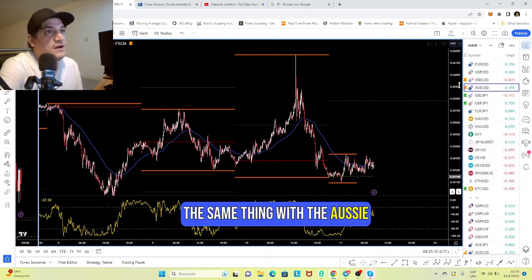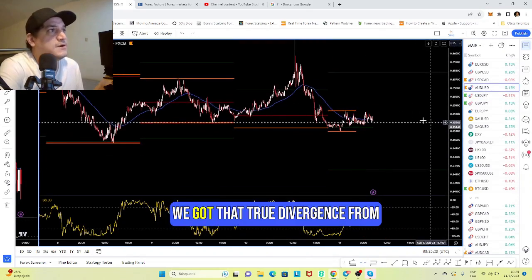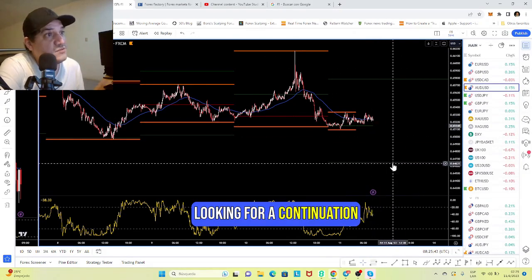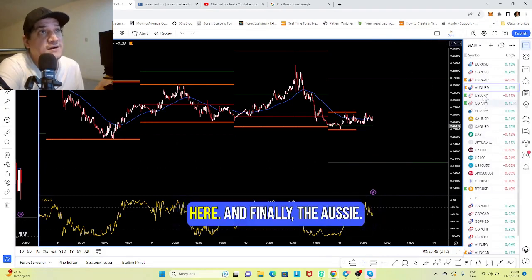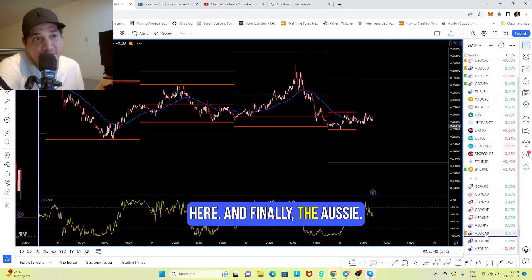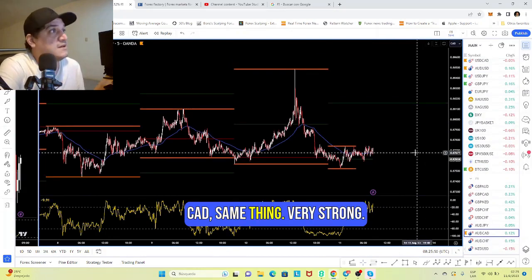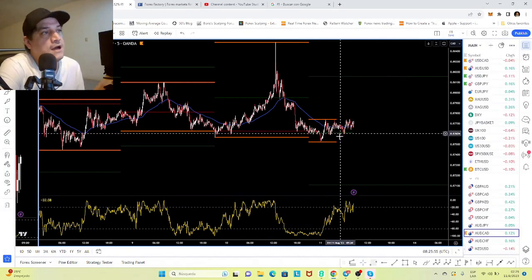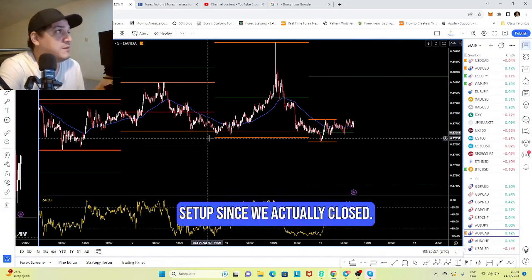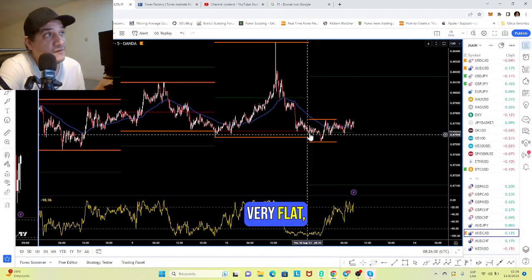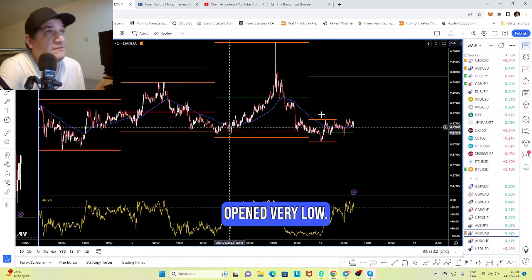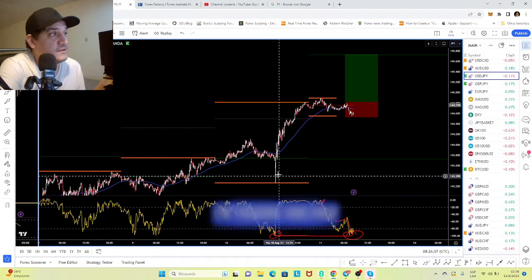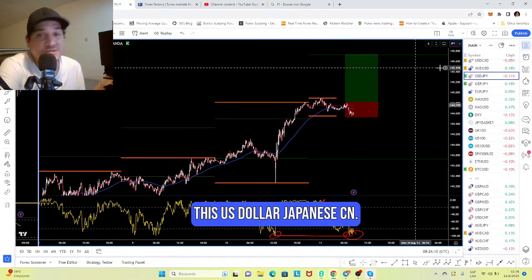Now, the same thing with the Aussie. On the short side, we got that true divergence from yesterday's very strong move, looking for a continuation towards these targets right here. And finally, the Aussie CAD, same thing, very strong close, bearish close. It's not the best setup since we actually closed very, very flat, given the fact that we opened very low, and that's the main reason that I'm only trading this US dollar Japanese yen today.